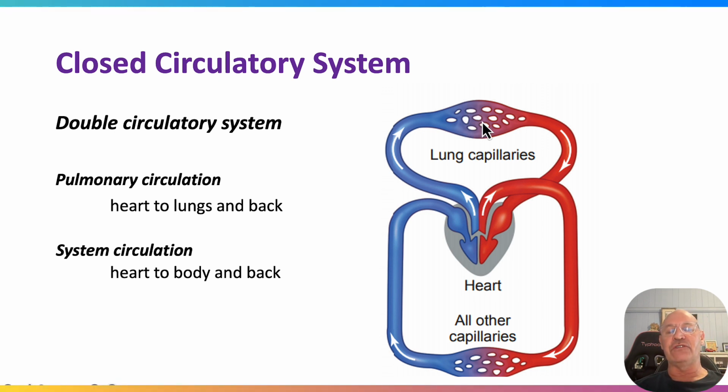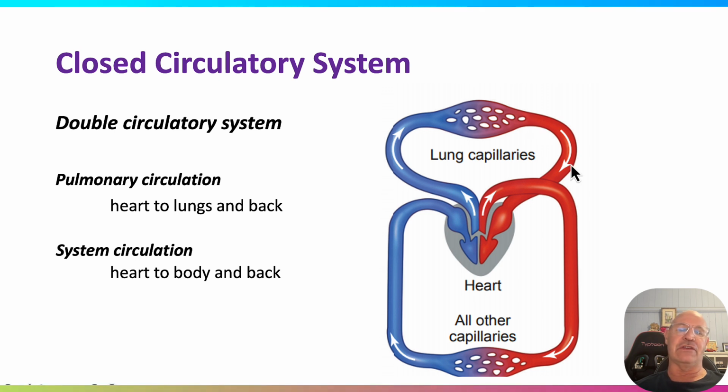But it's a closed system because the capillaries don't go to dead ends. We go from arteries to arterioles to capillaries, and then it continues on as capillaries that head back to the heart, capillaries, then venules, then veins, and so it's a continuous closed circuit.